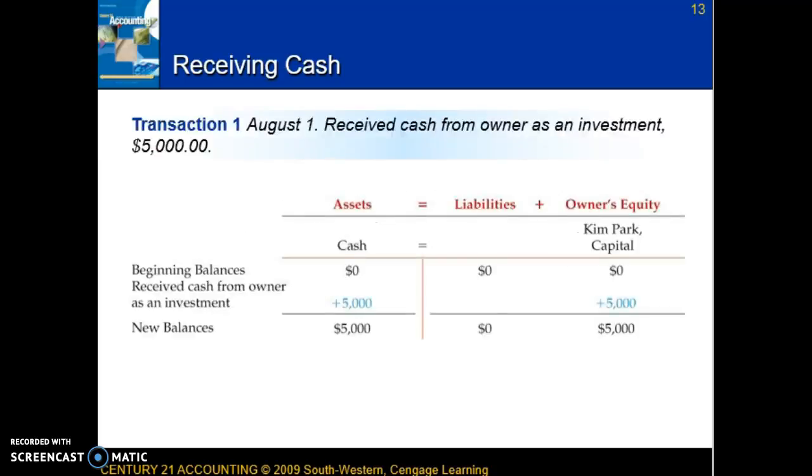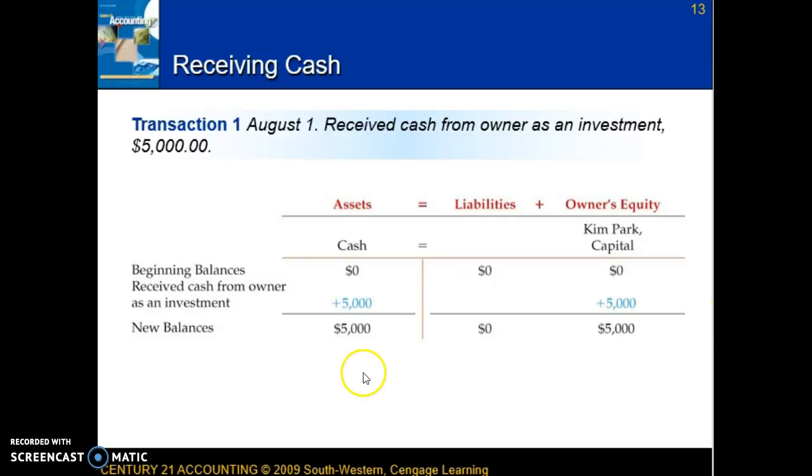So our first transaction example on here is transaction one, August 1st, received cash from owner as an investment, $5,000. So we received cash, so that means our cash is going to be a plus next to it. We have plus $5,000. We like that. Now, the owner's equity, the account we use for this is called Kim Park Capital. She is also increasing her capital amount because she has invested in the business. So we have on the left side of our equation plus 5,000 because we received cash. We also have on the right side of our equation plus 5,000 because Kim Park has invested $5,000 cash.